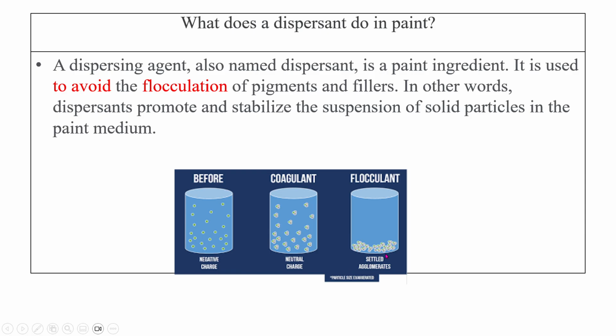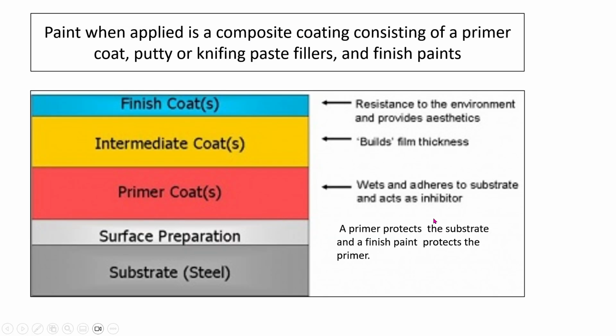So this will be without color. This will be where all the colors have settled. For that we are using dispersant additives that will not allow any flocculant to develop.